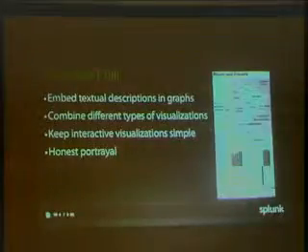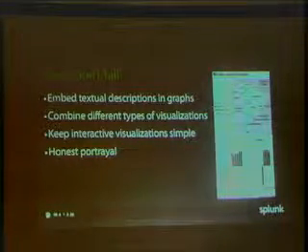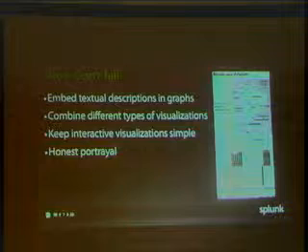And the last point is honest portrayal, and I found this as one of the paradigms that they put forward, and I thought it was very interesting, right? Journalists are not necessarily always the most honest ones, but I think it's actually pretty good that they put this under one of their principles.